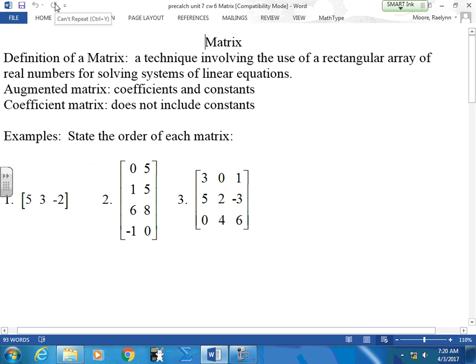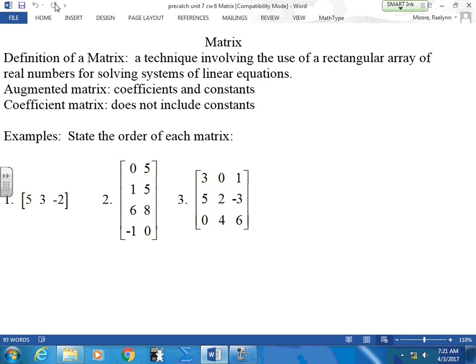All right. So the definition of a matrix is a technique involving the use of a rectangular array of real numbers. Here's your rectangular array for solving systems of linear equations. It's got a lot of other uses. There's a few different matrices we're going to use. An augmented matrix is coefficients and constants. It's the ones that we put in. A coefficient matrix does not include the constants. You can put those separate. So there's a bunch of different ways to do this.